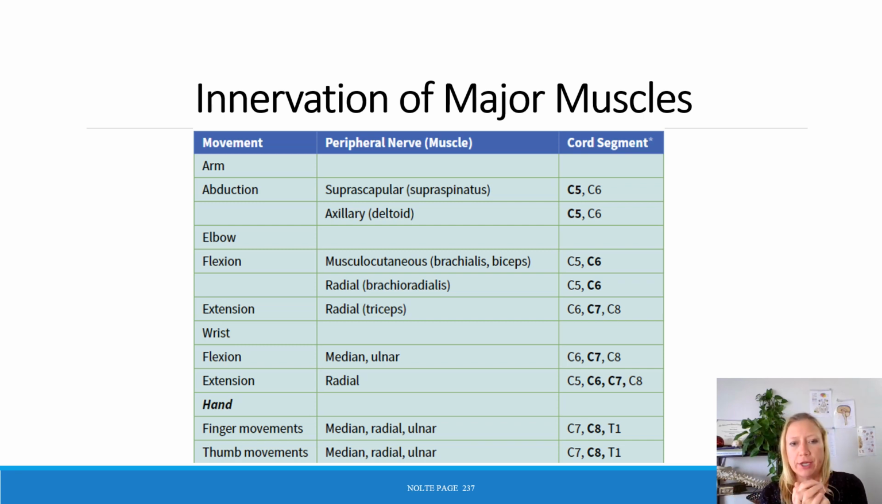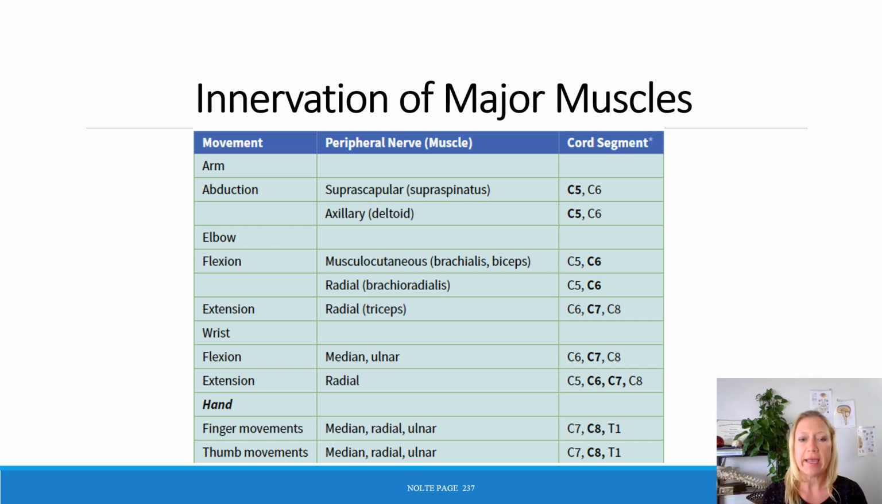So our wrist flexion, C6, C7, C8. Okay, so extension, C5, C6, C7, C8. So you can see flexion, they bolded C7. They bolded these, not me. And then extension is going to be C6, C7.